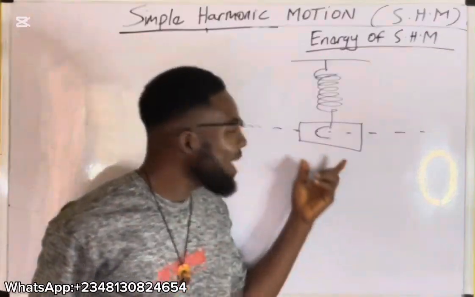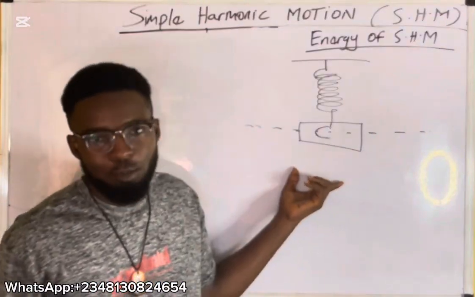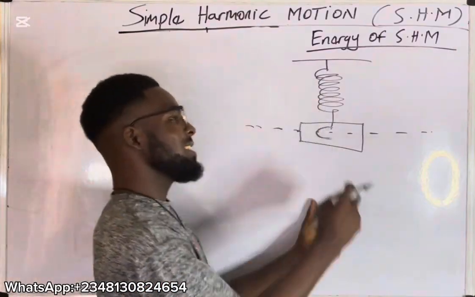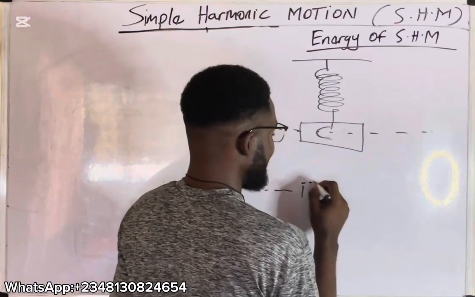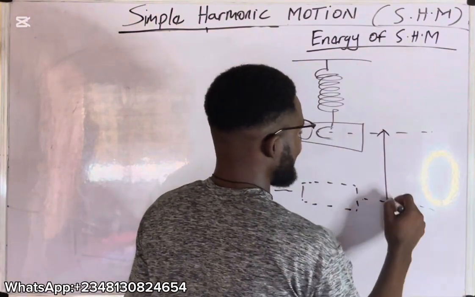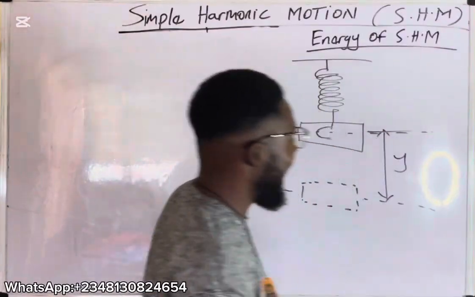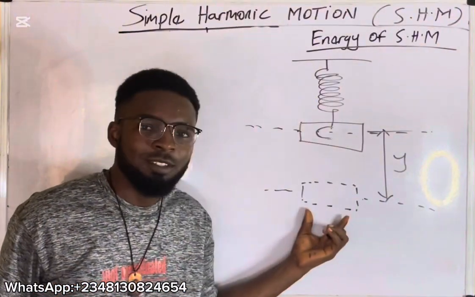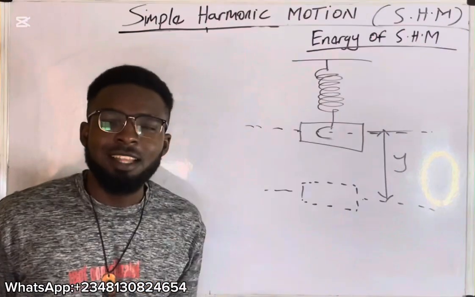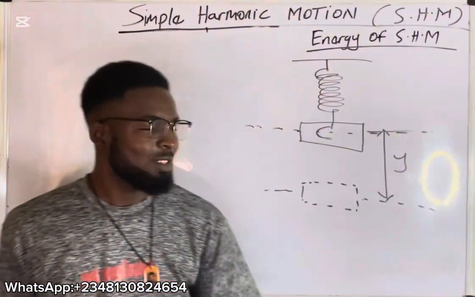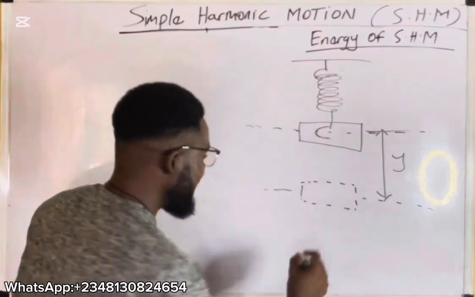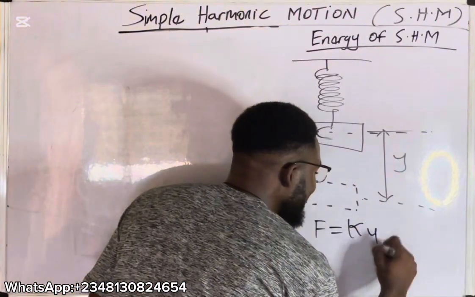Now, if I want this thing to oscillate, I want it to observe simple harmonic motion, I have to stretch it downwards. I have to extend this spring. So if I extend it, let us say the body is right here. From here to here, the extension, let's call the extension Y. So I stretch it downwards. If I release it, there is a force that will take it back. That force is called the restoring force, taking it back to the mean position. And what is this restoring force? The restoring force right here is equal to Ky.